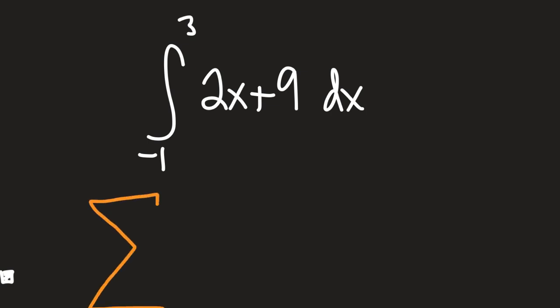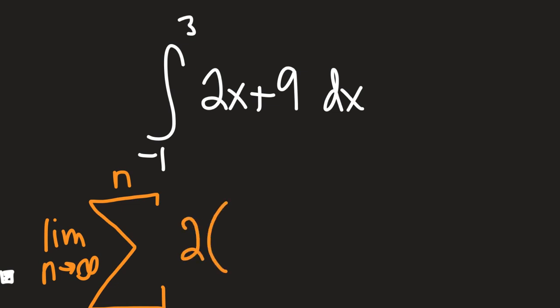So we have the limit of our sum, the limit as n approaches infinity, of one rectangle to an infinite amount of rectangles. Okay, and we're just replacing our x value with our fancy little a plus delta x. So in this case, our a value is -1.